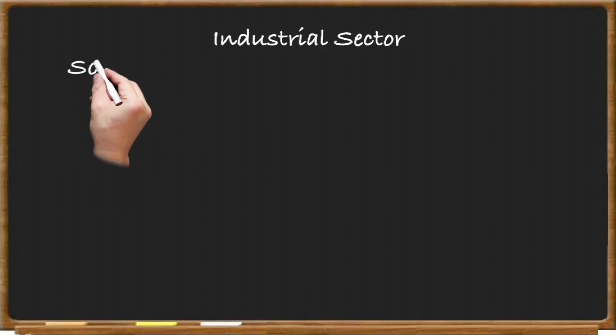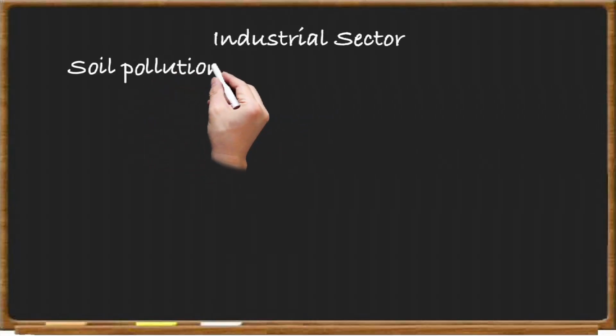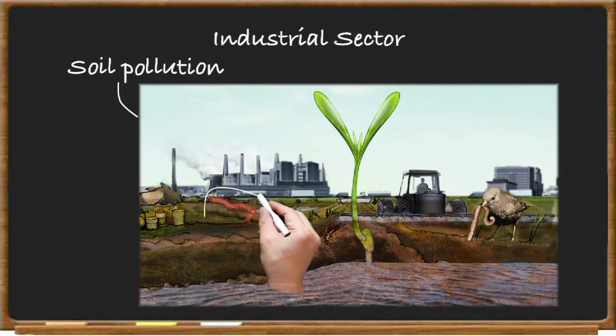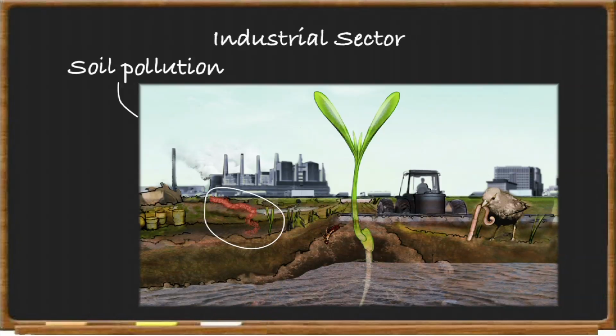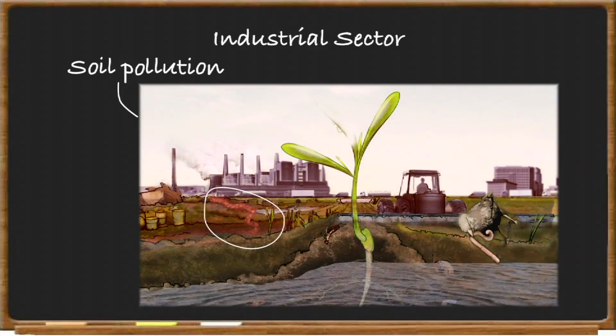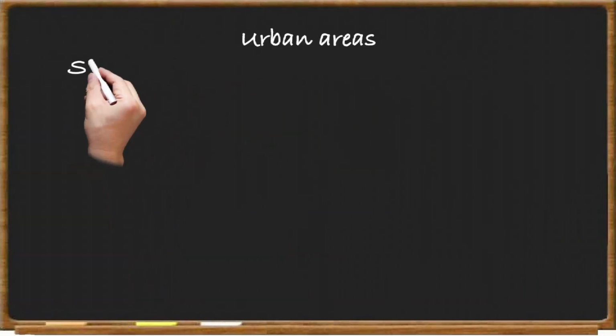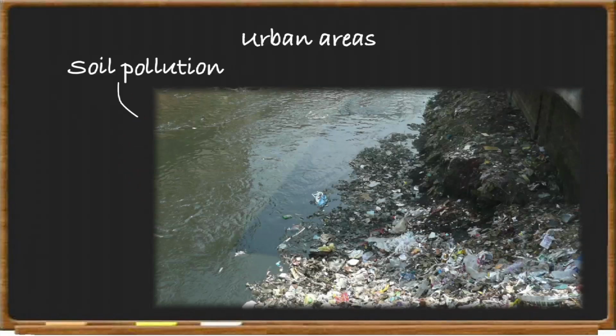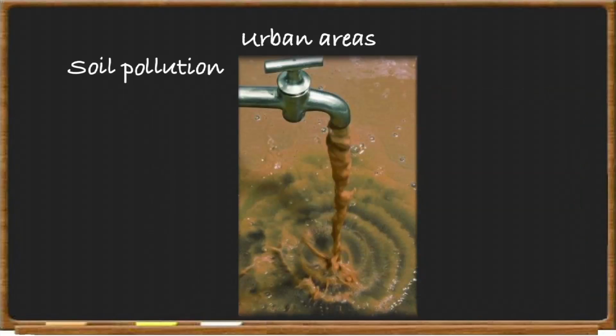In the industrial sector, soil pollution directly affects the underground water as harmful chemicals enter the soil, leading to ecological imbalance. In urban areas, soil pollution results from clogging of drains. Drinking water sources get polluted.